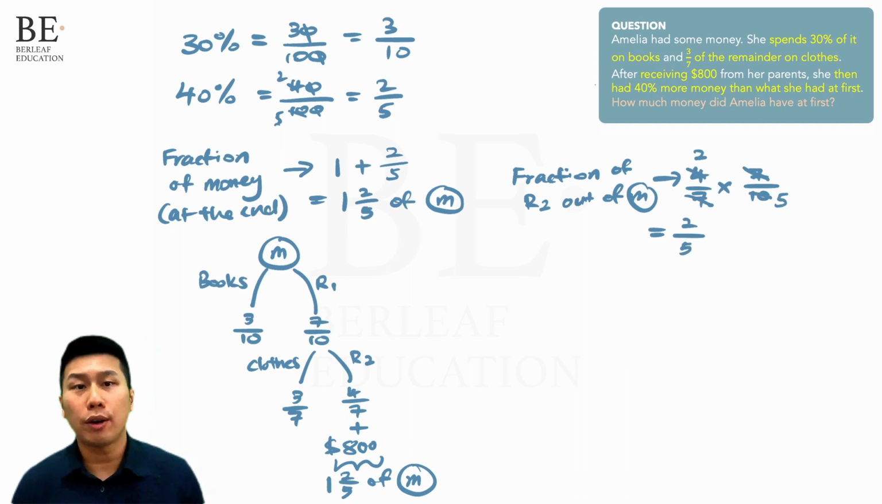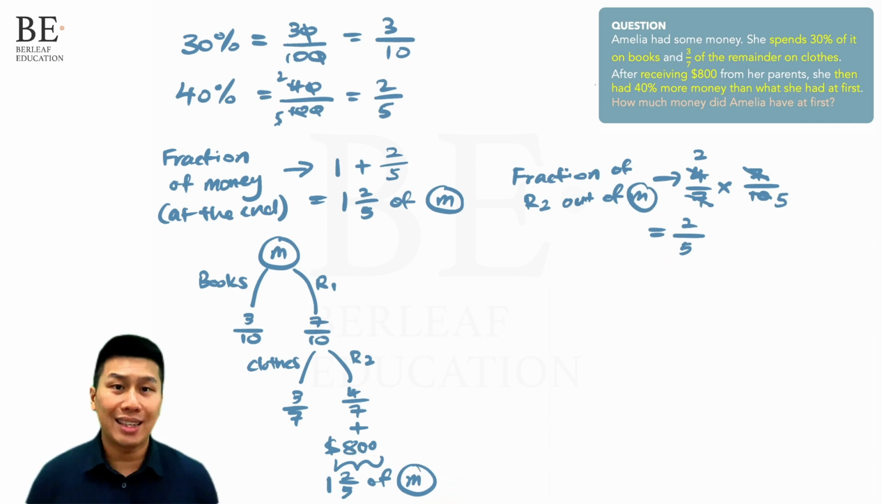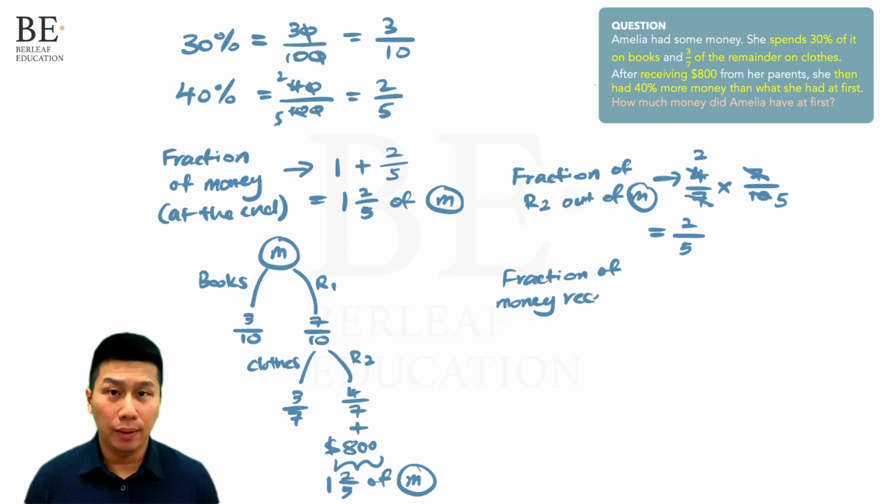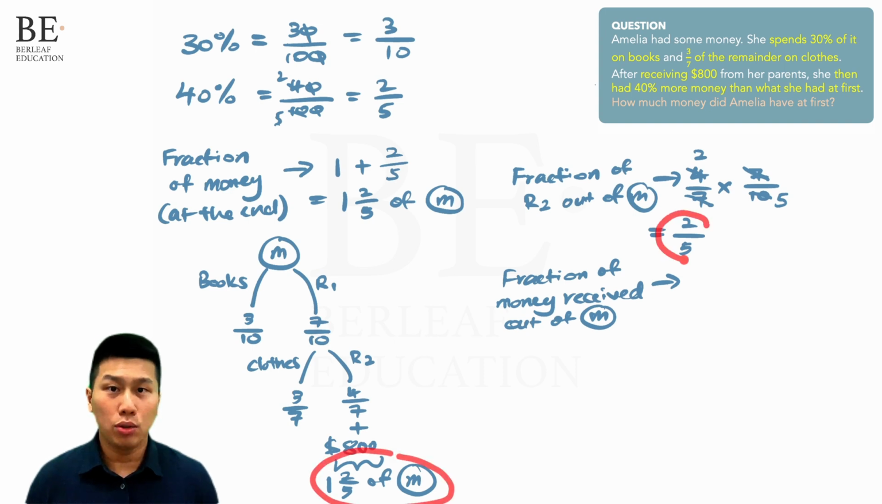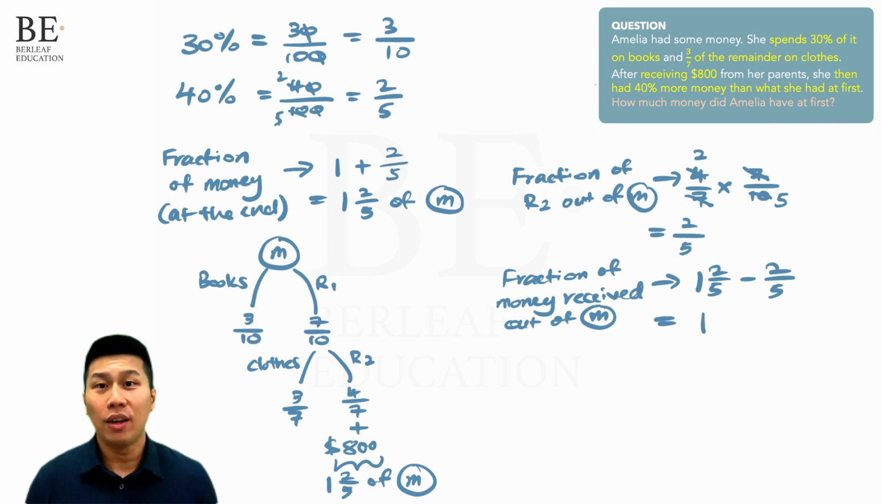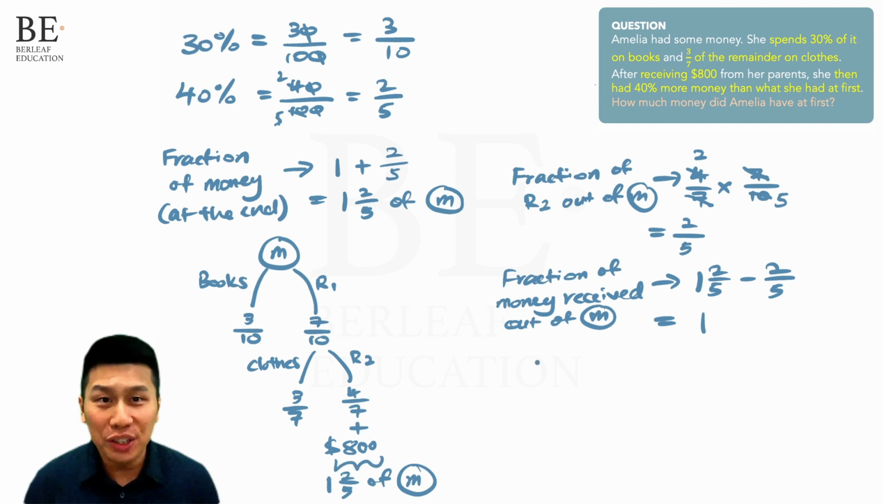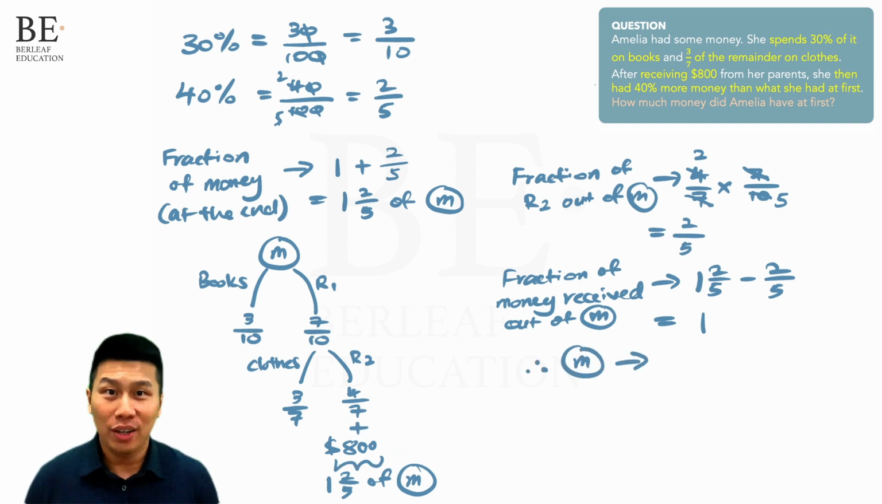Alright, now once we have a common reference point, we can calculate the difference between these two fractions over here, which represents $800, or the sum of money that was received out of the original sum of money. And that would be 1 and 2 over 5 minus 2 over 5. Let's write it in. This gives us, obviously, 1 whole. Alright, interestingly, since 1 whole represents $800 and also refers to the original sum of money M that we are seeking, we have actually found the answer to the question.